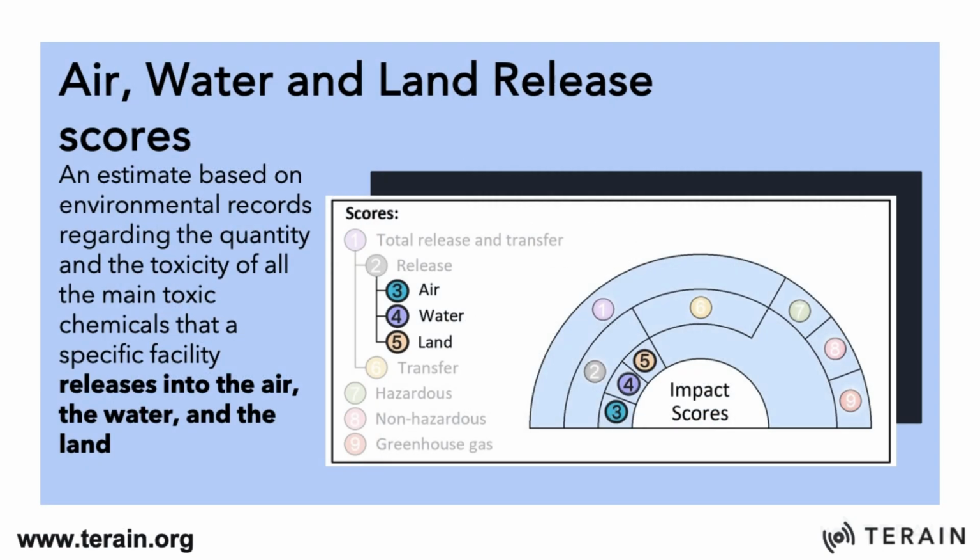In the first place, we've got the air, water, and land release scores, scores number 3, 4, and 5, as you can see on the screen. These scores are an estimate based on environmental records regarding the quantity and the toxicity of all the main toxic chemicals that a specific facility releases into the air, the water, and land, as the name says.